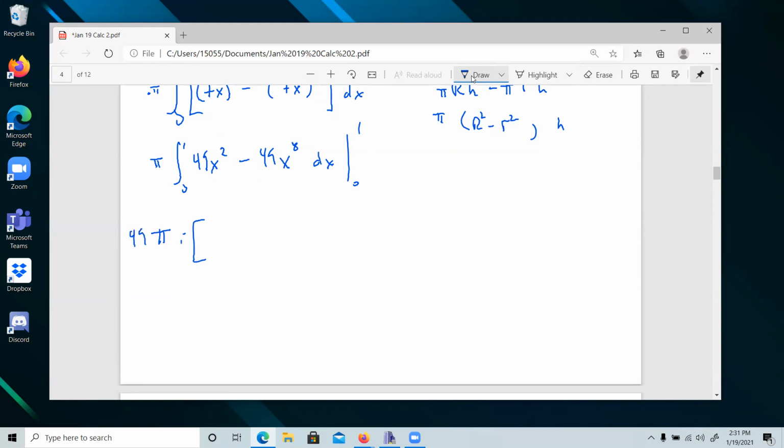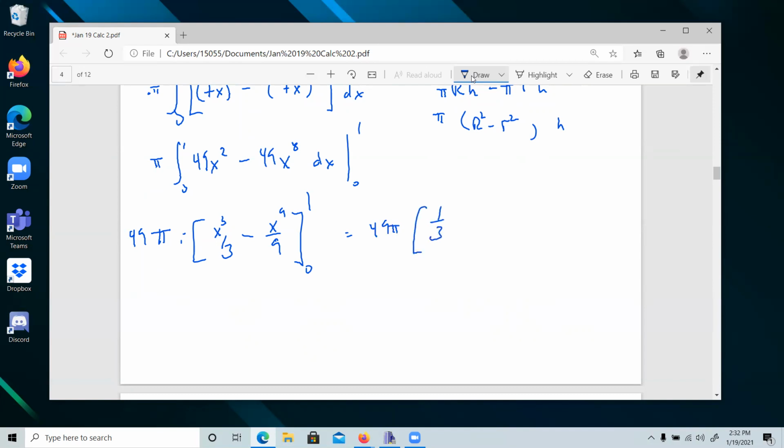When I integrate x squared, we get x cubed over 3. When I integrate x to the 8th, we get x to the 9th over 9. And we are running from 0 to 1. Okay. When I plug in 0 here, is there any surprise that this stays to be 0? Right, we have 0 minus 0 times whatever, 0. When I plug in 1, right, we have 49 pi.